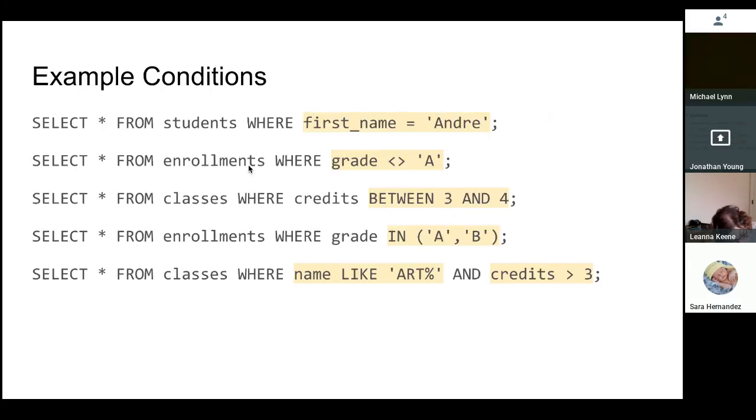So you can take a look, like where the first name is Andre, select everyone from enrollments where the grade is not an A, select all the classes where the credits are between 3 and 4. If you only need 3 credits to graduate, you're not going to take a 6-credit class. Select everything from the enrollments table where the grade is either A or B. Select everything from classes where the name is like 'art%' and credits is greater than 3. This percentage sign basically says starts with the word art and ends with anything. You can also do '%art', which is starts with anything and ends with art.